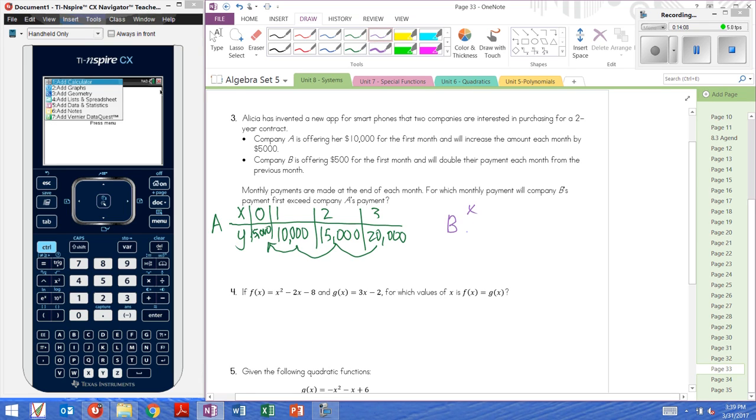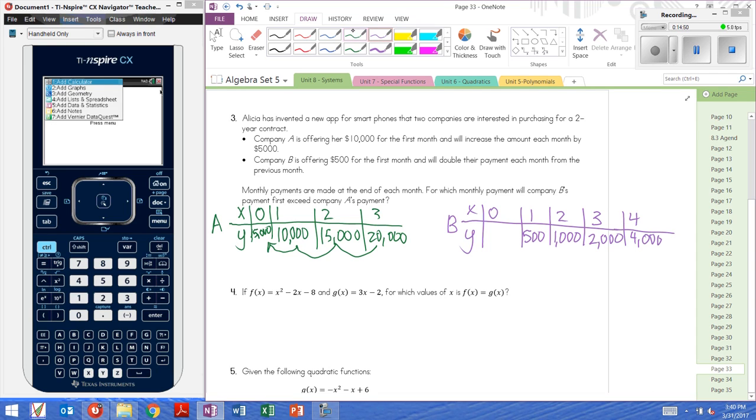Let's do the same thing. So with company B, again, I'm going to leave that 0 month there. Then in the first month, she only gets $500 as opposed to $10,000. Well, this kind of doesn't look like a great plan. What happens in the next month? The payment will double? Okay, so double 500, isn't that 1,000? And then it looks like we just need to keep doubling that, so 3 months would be 2,000. Then 4 months would be 4,000. We could keep going, but I think we have the pattern here.